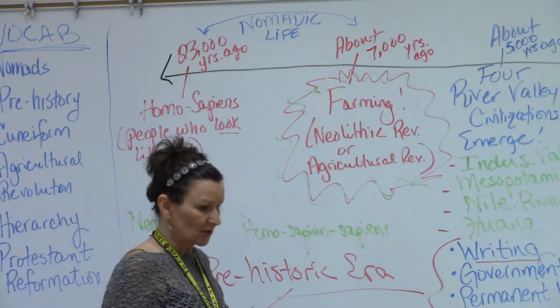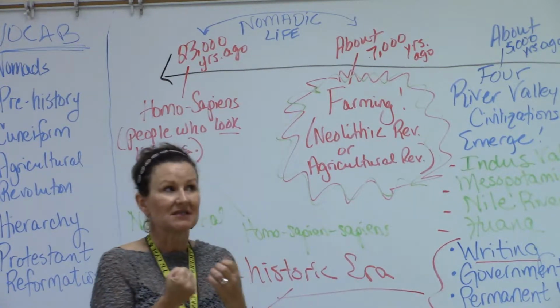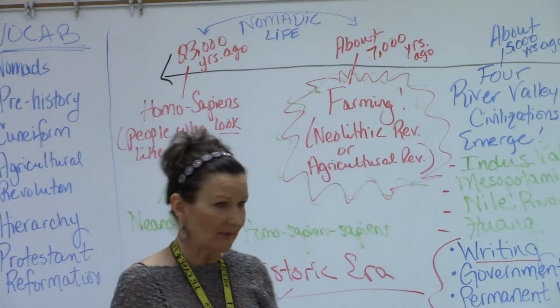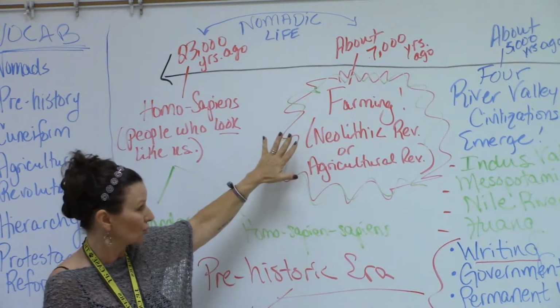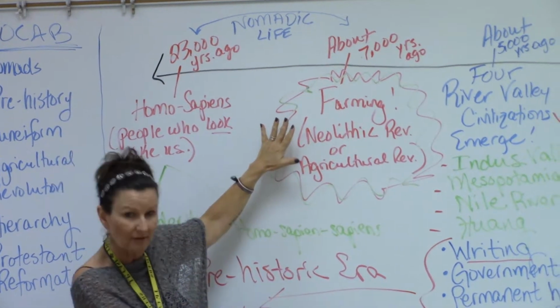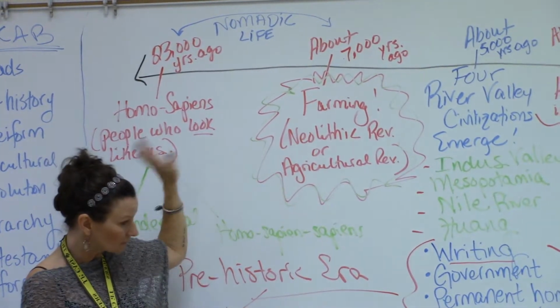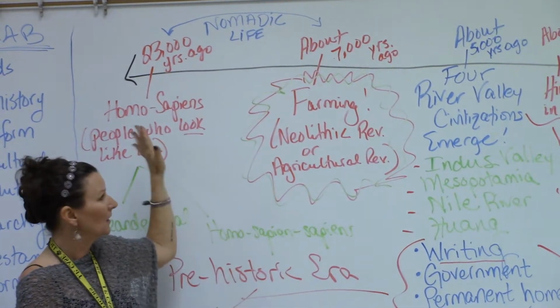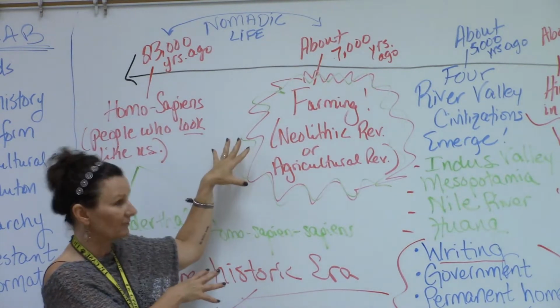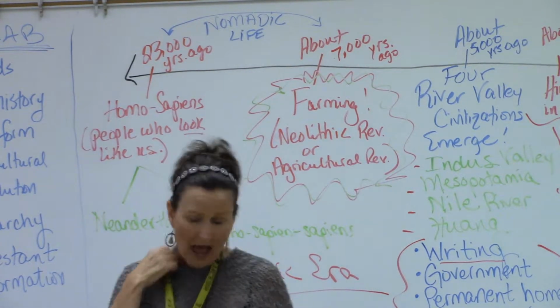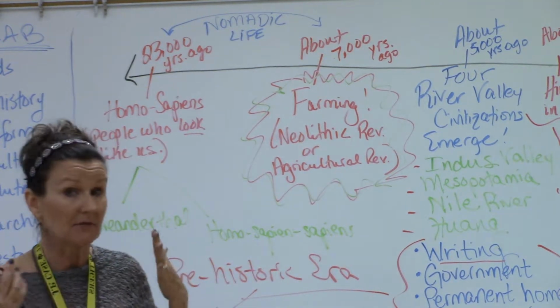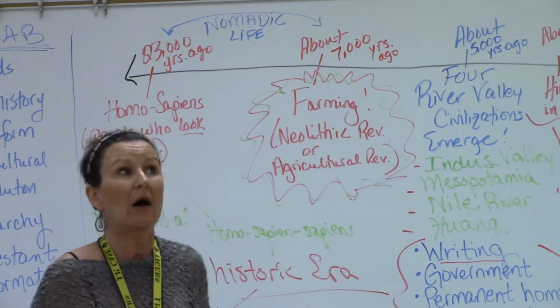This all changes with the discovery of farming. We call that the Neolithic Revolution, or the first agricultural revolution. Why the first? Because there's another agricultural revolution way ahead. So right now we're going to call it the Neolithic Revolution. It's the discovery of farming. How this happened is still a mystery. We don't know for sure how it happened.